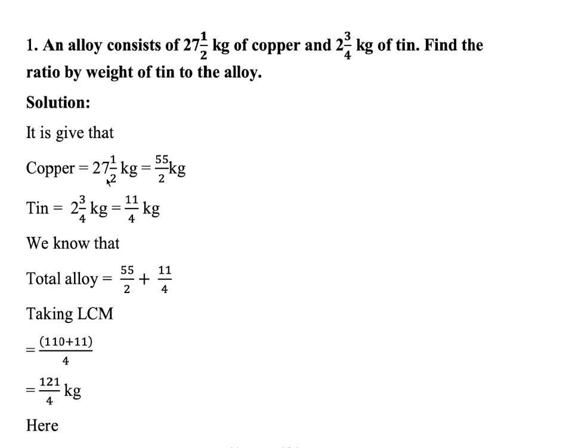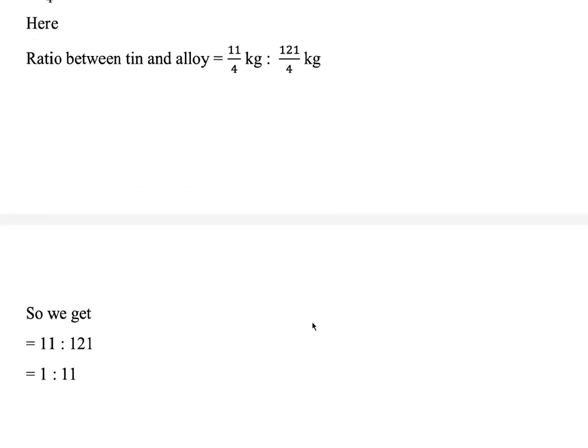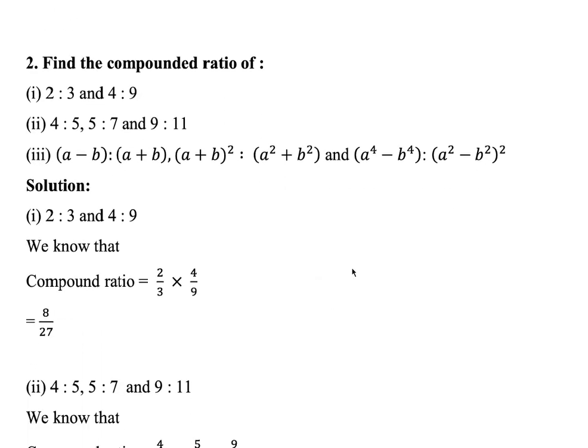Copper 27 1/2 kgs, that is 55/2 kgs, and tin 2 3/4 kgs, that is 11/4 kgs. So total alloy, that is 55/2 plus 11/4, that comes to 121/4 kgs. So ratio between tin and alloy, that will be 11/4 is to 121/4 kgs. Okay, so that comes to 1:11.